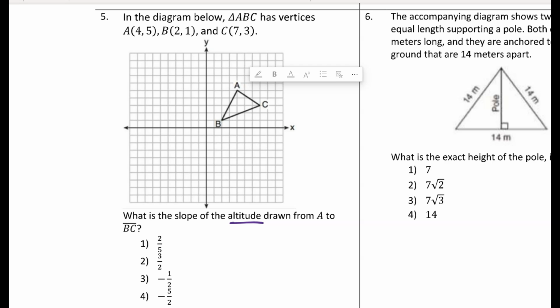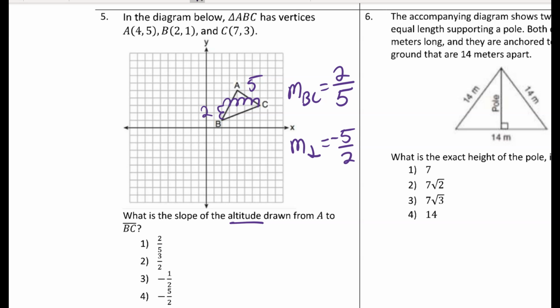So here I'm actually just going to count because they gave it to me on a coordinate grid. So I go 1, 2, 2 up, and 1, 2, 3, 4, 5 over. So my slope of BC is just my change in y divided by my change in x, which means my slope perpendicular to BC is just the negative reciprocal, negative 5 over 2.